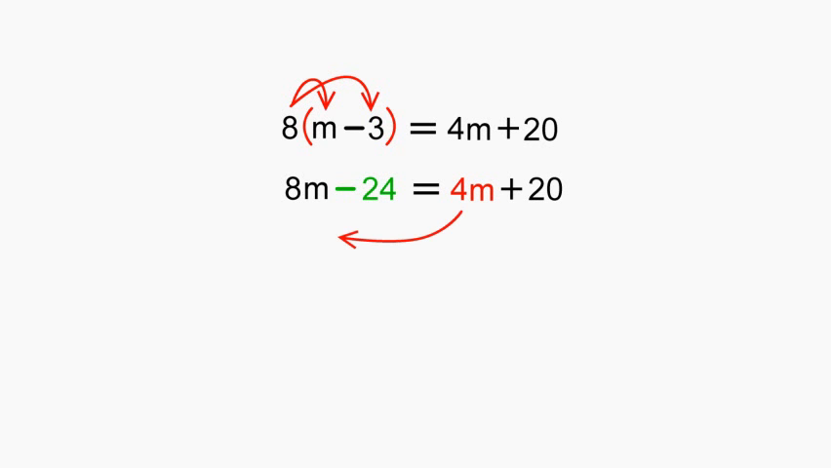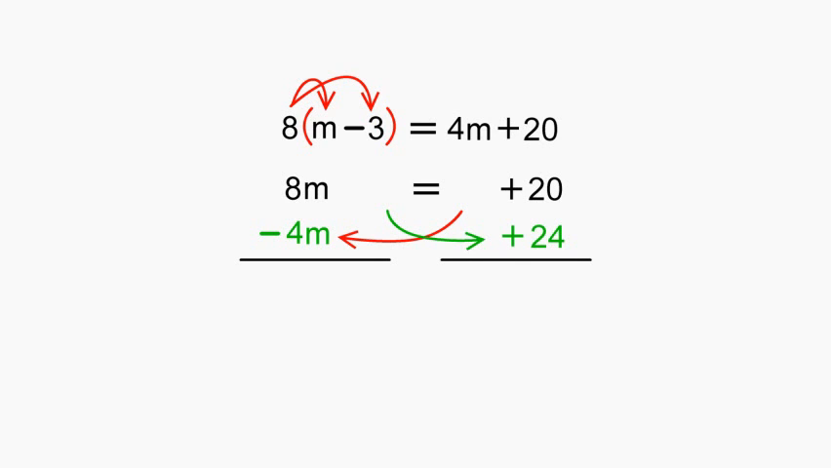Next I want to move all the letters to the left side and the numbers to the right side. The 4m on the right side is positive, so when I move it across the equal sign it becomes negative. The negative 24 on the left side becomes positive when I move it across the equal sign to the right side. Next, I combine the m terms. 8m minus 4m is 4m, and on the right side, 20 plus 24 is 44. The last step is to divide both sides by 4 to get rid of the 4 multiplying the m, so I get m by itself, and on the right side, 44 divided by 4 is 11.